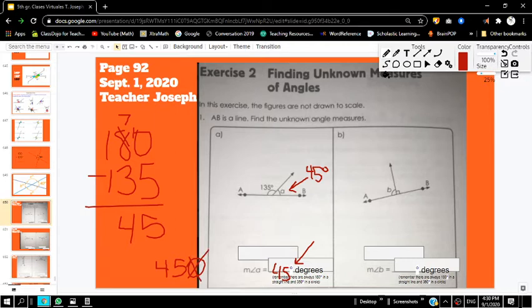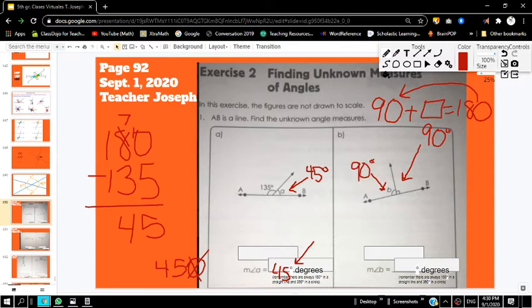So let's take a look at letter B. Letter B is unique because it actually has this cube, or this square right there, which means that it's 90 degrees. We already studied that in the previous lessons. If this is 90 degrees, then all I need to do is understand that 90 plus some number equals 180. Or I could subtract 180 minus 90 equals 90. So letter B is also 90 degrees.